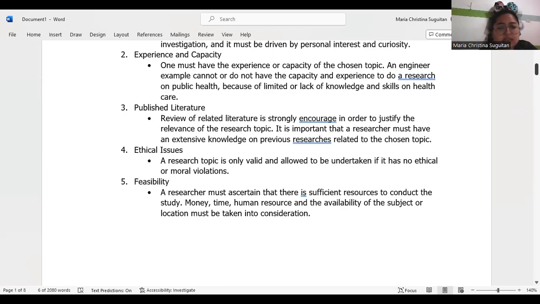Okay? So a researcher must ascertain that there is sufficient resources to conduct the study. Money, time, human resource, and availability of the subject or location must be taken into consideration. Okay? So, paano ba tayo makakatipid? Ganun ba yung part yan? Hindi. Marami pa. Okay?